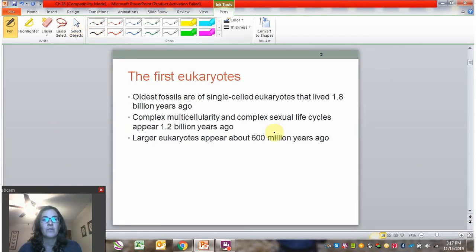The first eukaryotes probably date to about 1.8 billion years ago, so that's the oldest fossils that we have. Once the first eukaryotic cells arose, really the multicellularity came about really fast, considering the evolutionary history, right? 0.6 billion years to get to multicellular life is pretty quick. We also see complex sexual life cycles arise around the same time. Probably not a coincidence, they're probably related to each other. And then larger eukaryotes occurred just about 600 million years ago. So for a long time, there were really small multicellular organisms.